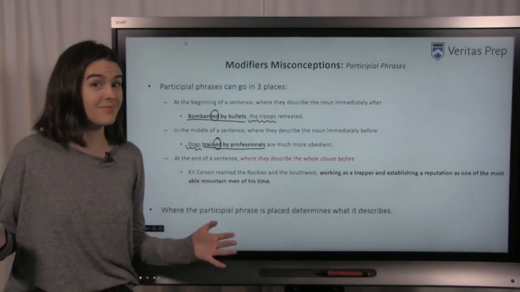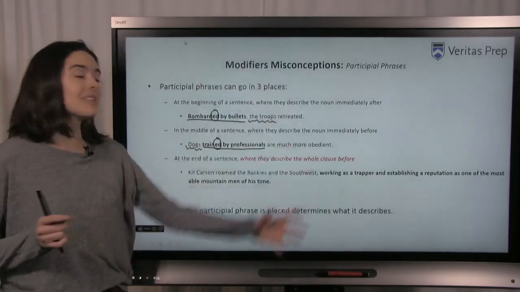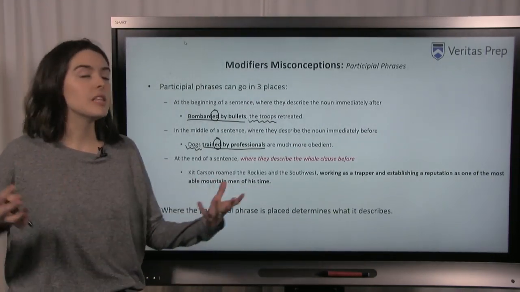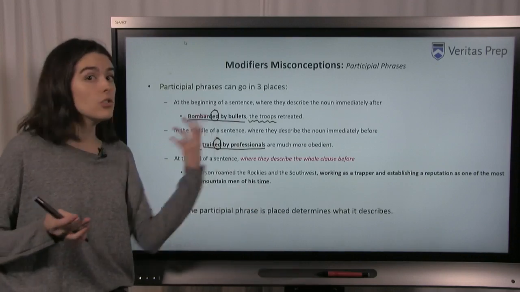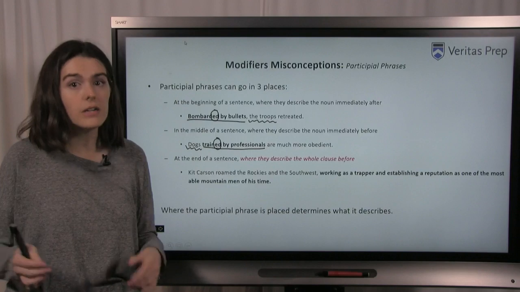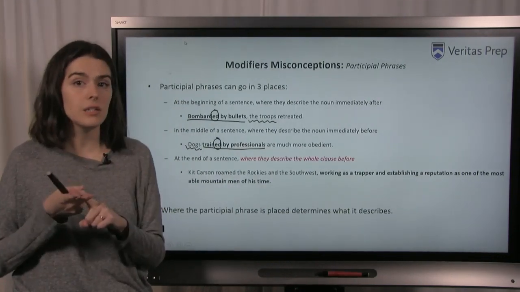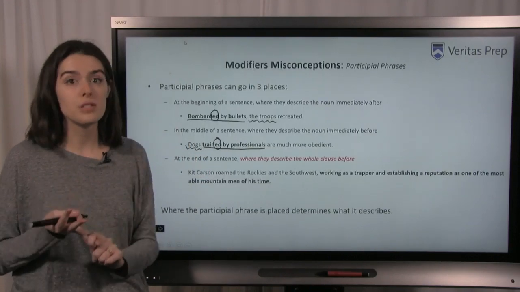Then, this is where things get funny. What if we put them at the end of the sentence? Now, we would think, okay, when it's in the middle, it should describe the noun before, because that's what's true for most types of modifiers. It's true for our relative clauses. It's true for our appositives. It's true for our prepositional phrases.